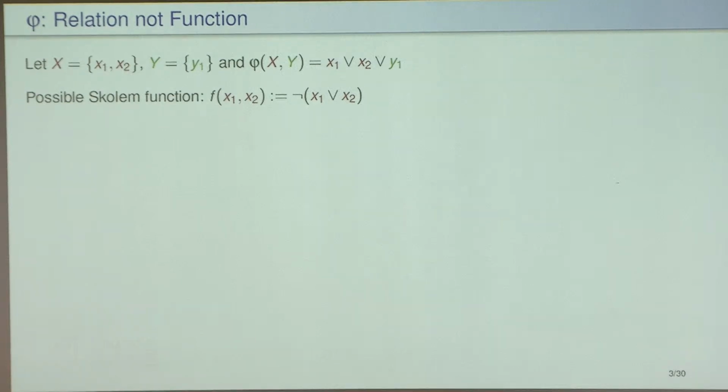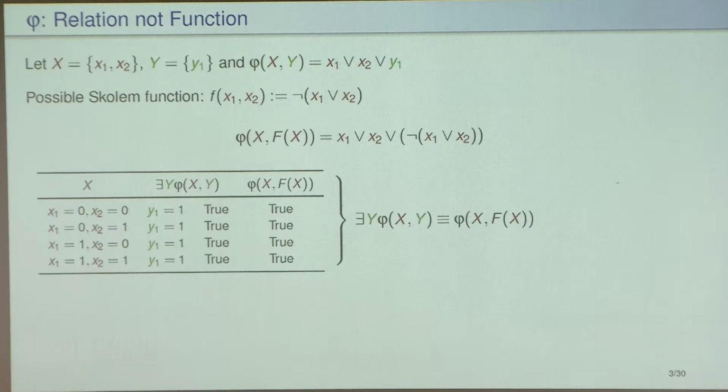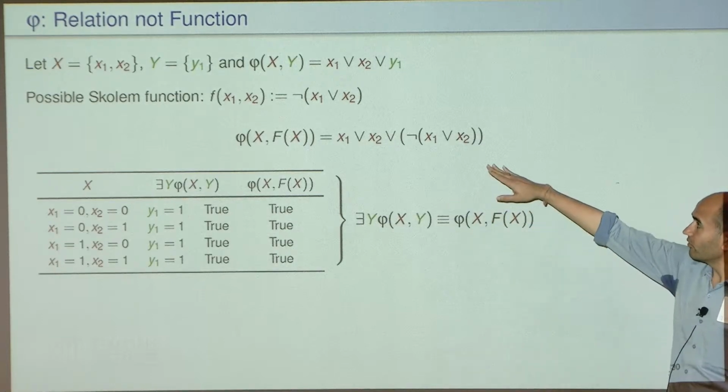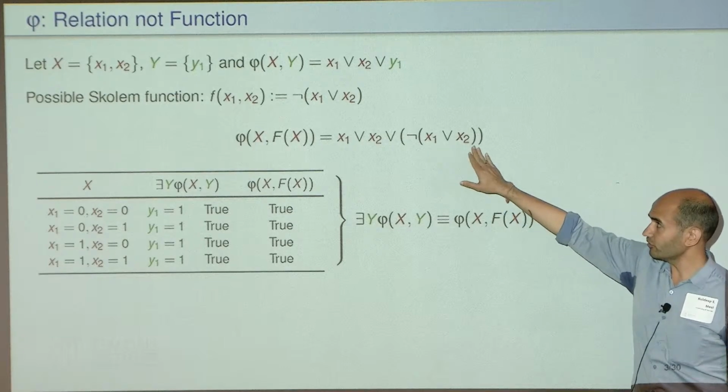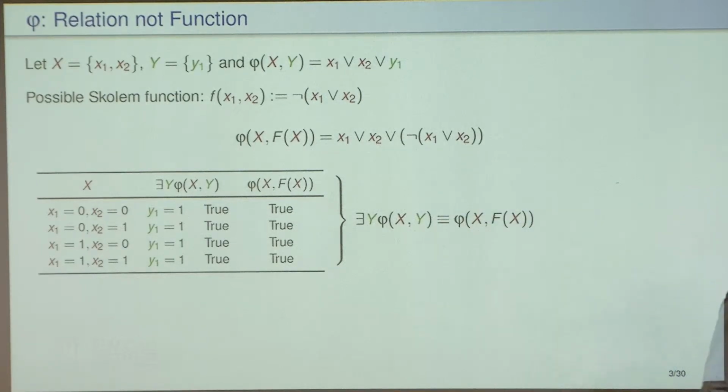What can be a possible Skolem function? Maybe you could look at it and guess that the Skolem function can be the negation of x1 or x2. Let's check if it is true. We can substitute y1 with the negation of x1 or x2. In that case, phi just evaluates to constant true. And it is also the case that for every assignment to x1 and x2, assigning y1 to 1 would make phi true. So this is indeed a correct Skolem function.